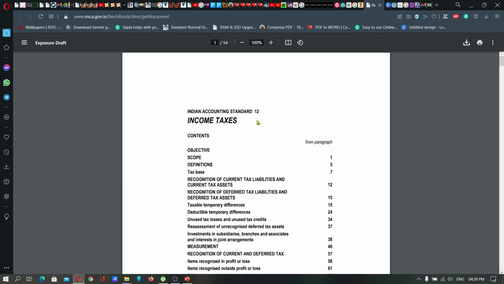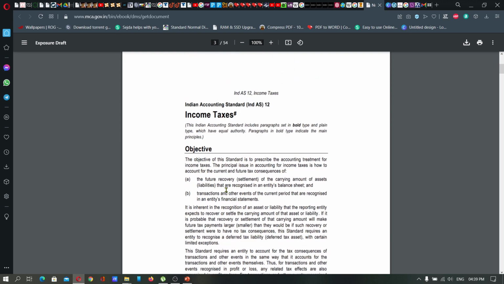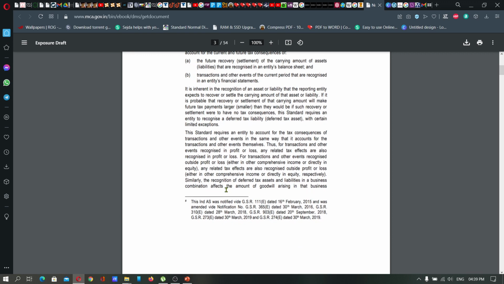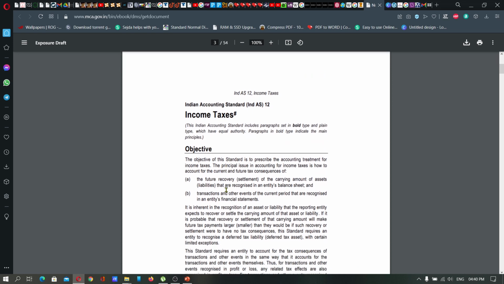Next one, Ind AS 12 deals with income tax. As the title suggests, it deals with all those financial transactions relating to income taxes of the corporate concern. And in this standard, it specifies what steps have to be followed by a corporate concern with regard to the income taxes. And it specifically mentions how these taxes have to be dealt with and presented in the financial statement. And Ind AS 12 specifically deals with income taxes relating to the concerns that comply with Ind AS standards.